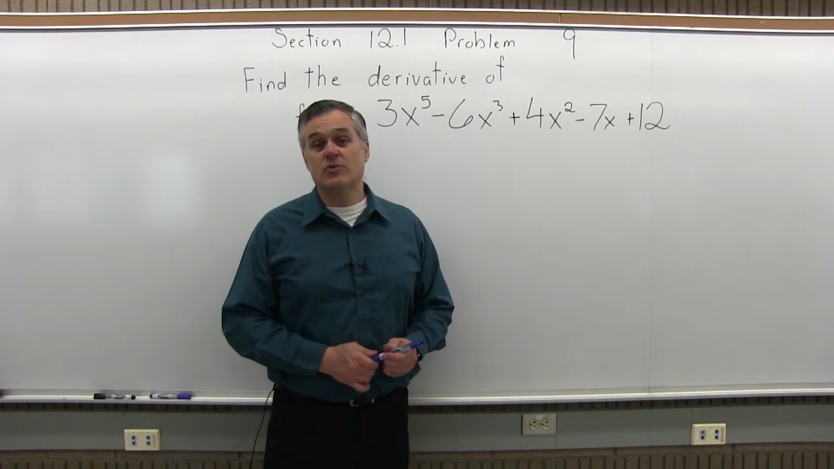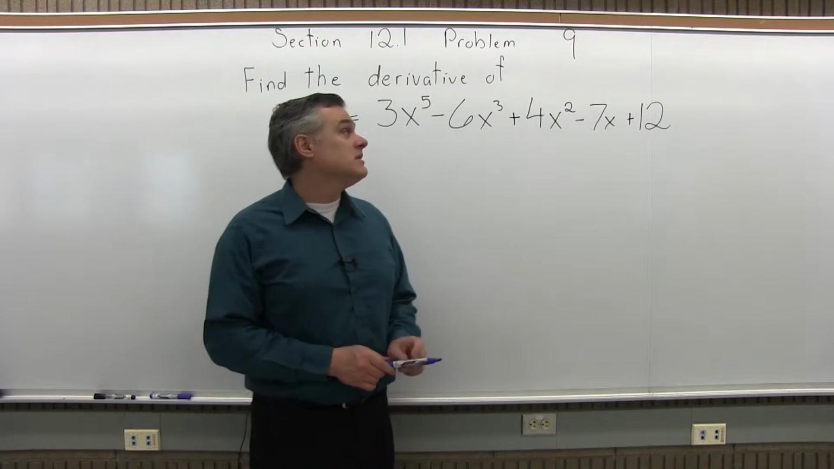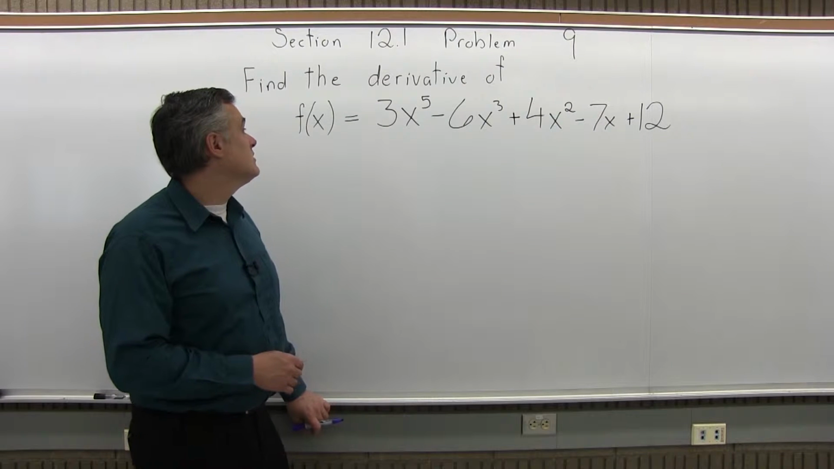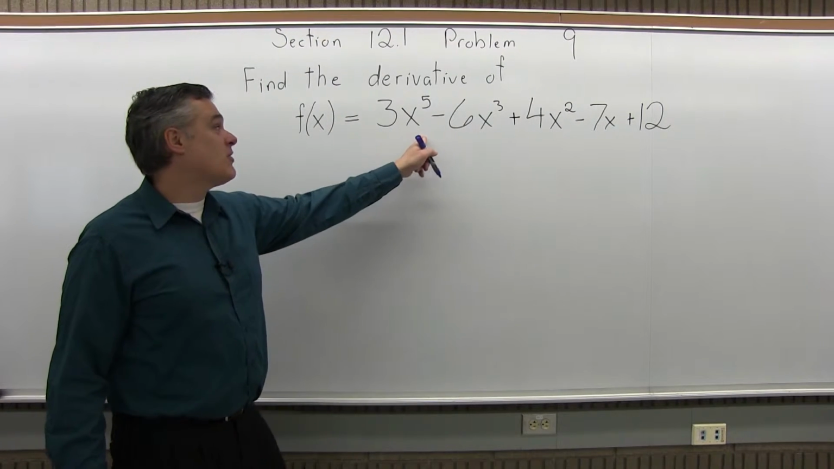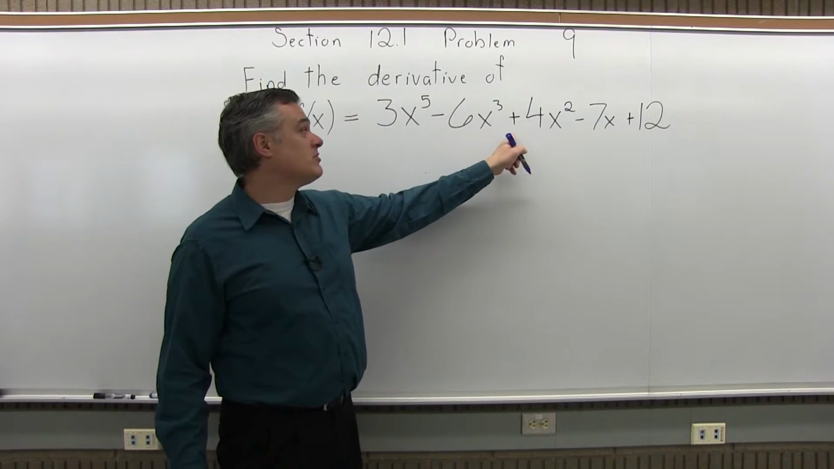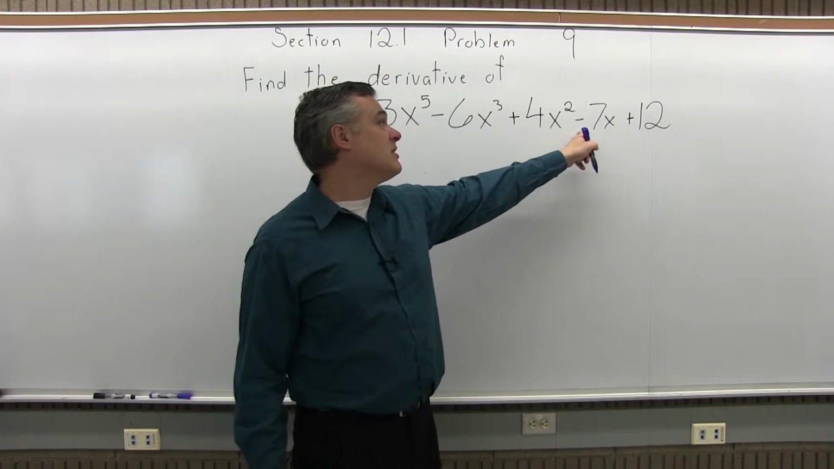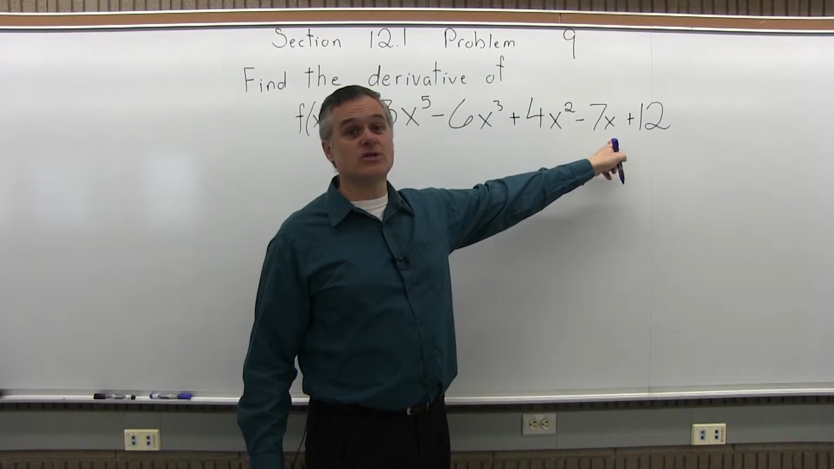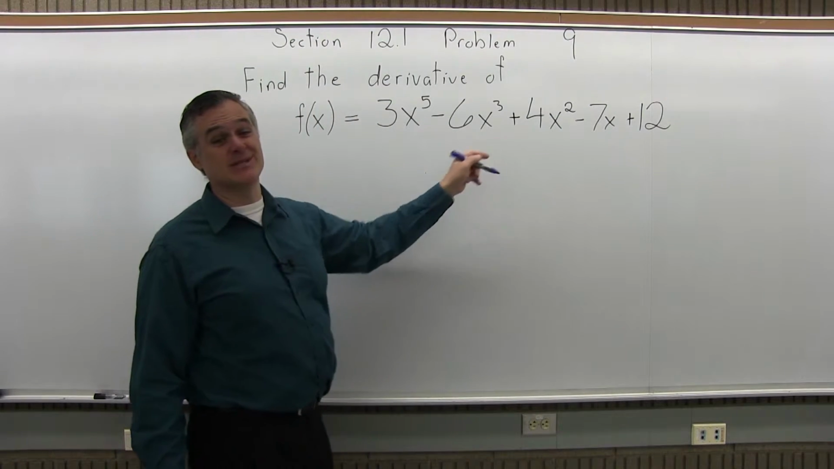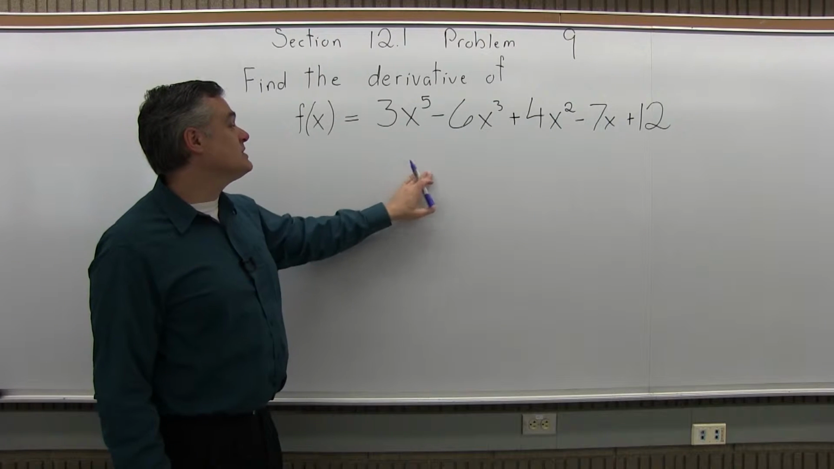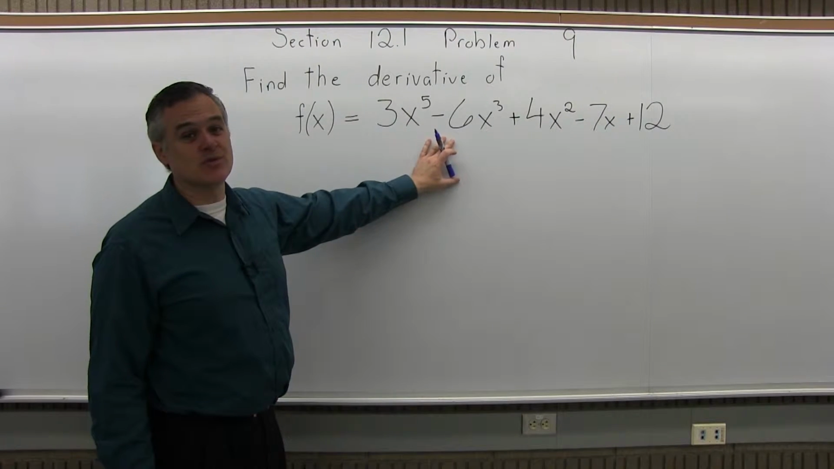This is Section 12.1, Problem number 9. It says find the derivative of the function f of x equals 3x to the fifth power minus 6x to the third power plus 4x to the second power minus 7x plus 12. So that's kind of a big function. It has a lot of pieces. But you just take it one piece at a time, and each individual piece is easy enough.